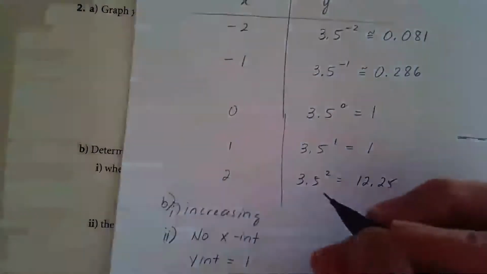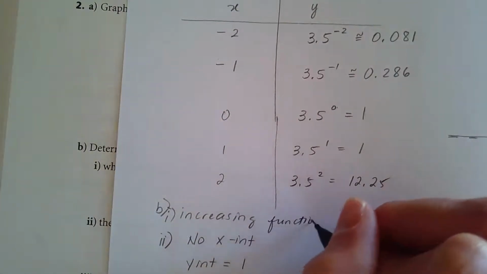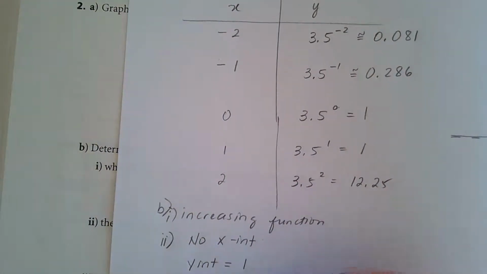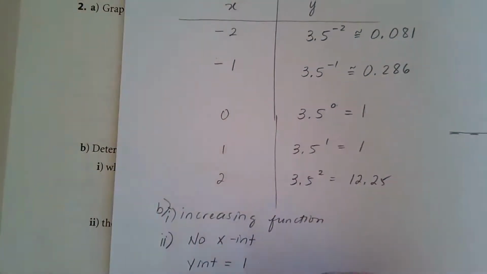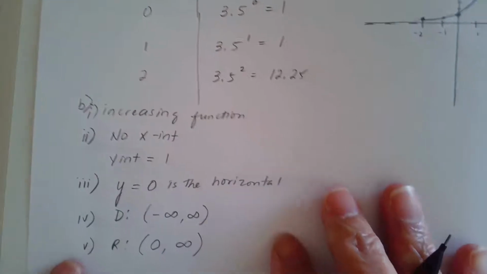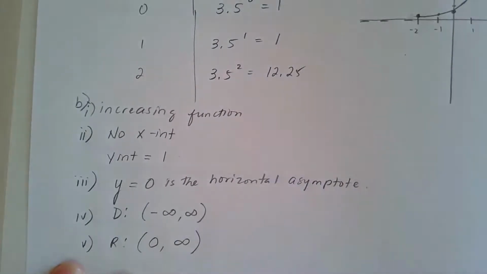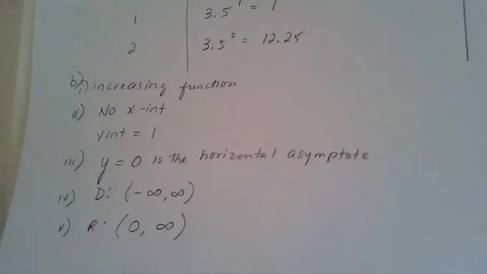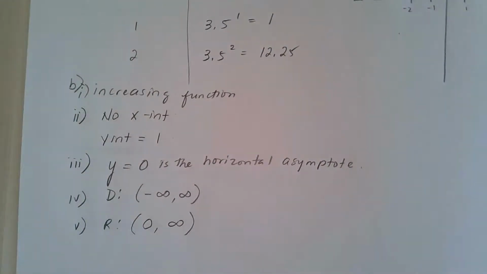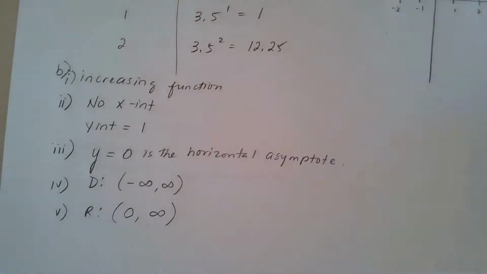Okay, so this is an increasing function. Should complete this. No x-intercept, y-intercept is 1, and then y equals 0 is the horizontal asymptote. Okay, so there we go. We finished question number 2. Okay, so if you have any questions, yeah, feel free to type it in, or you can email me later.